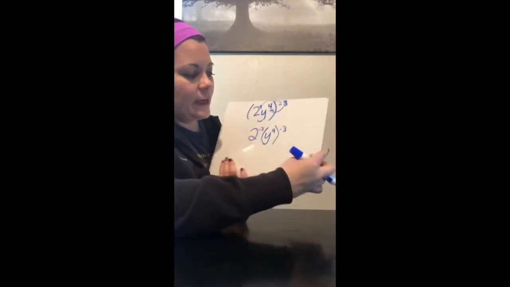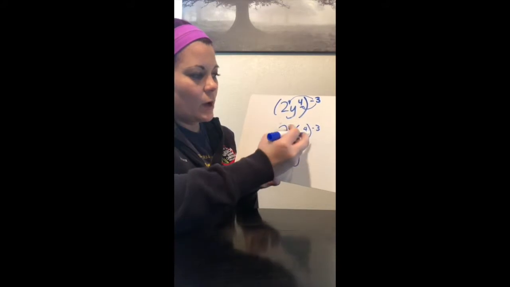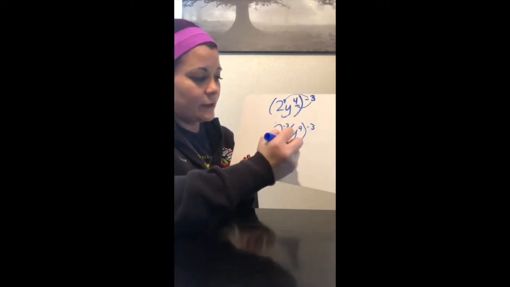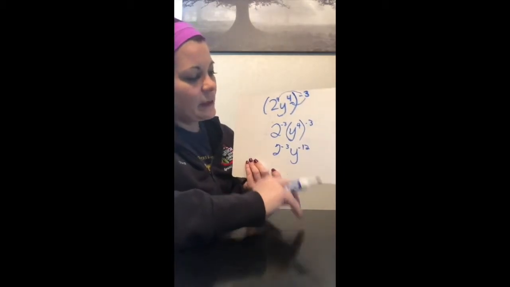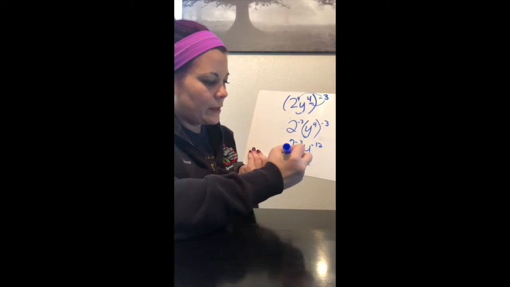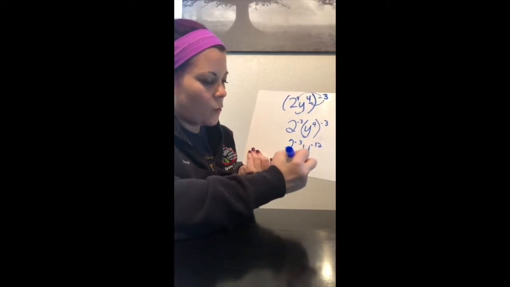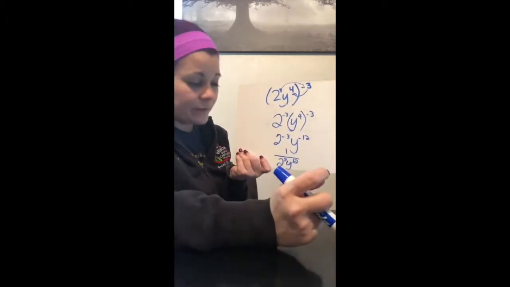So I'm going to simplify it even more. 2 to the negative 3 times y to the 4 times the negative 3 is y to the negative 12, because it's a power raised to another power, so we multiply. Now I'm going to simplify my negative exponents. So it'd be 1 over 2 to the third y to the 12th. I just put them down at the bottom to make them positive.